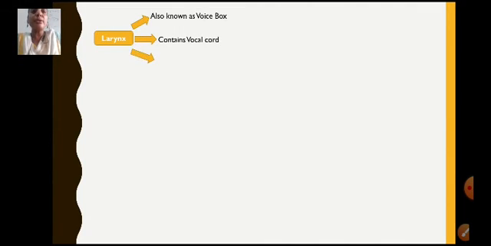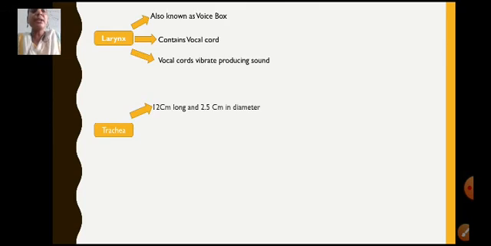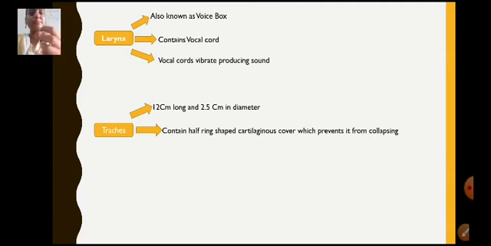Next we have the larynx, which is also known as the voice box. It consists of many muscles, and these muscles vibrate due to the entry and exit of air, producing sound. Next we have the trachea. The trachea is 12 cm long and 2.5 cm in diameter. It contains half ring shaped cartilaginous structures which prevent the trachea from collapsing. Since it is a muscular structure, it can also fall down, that is, it can collapse.